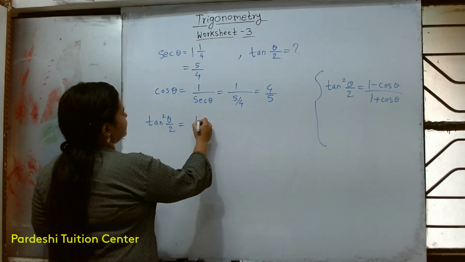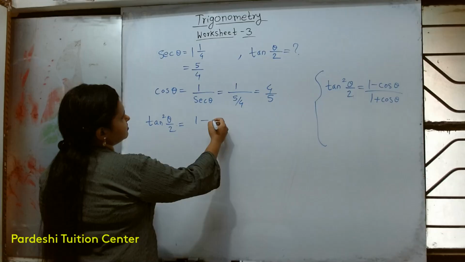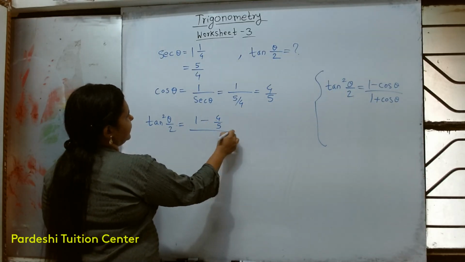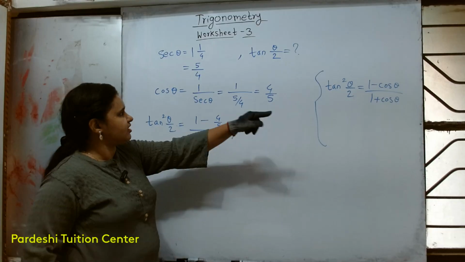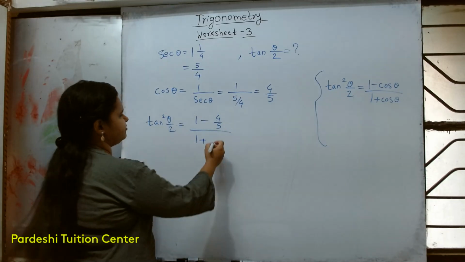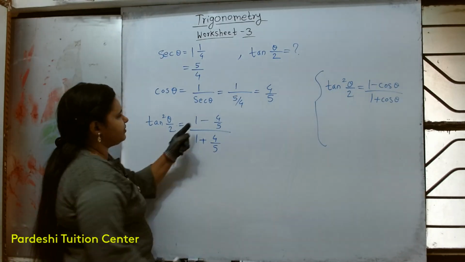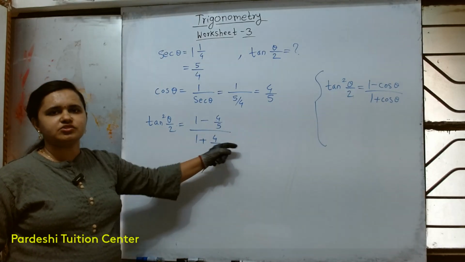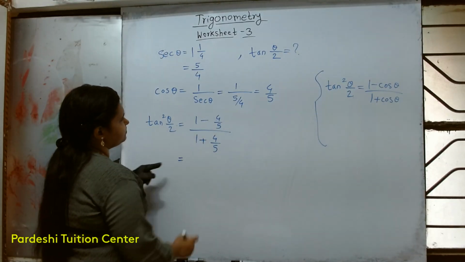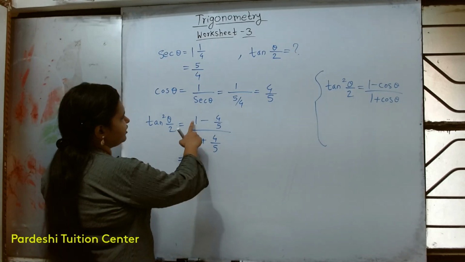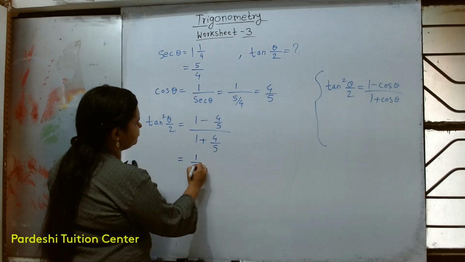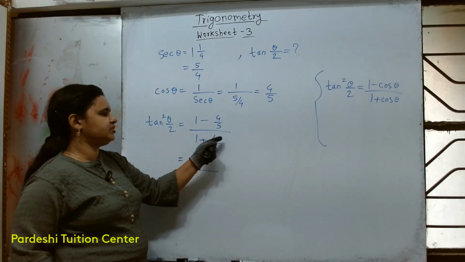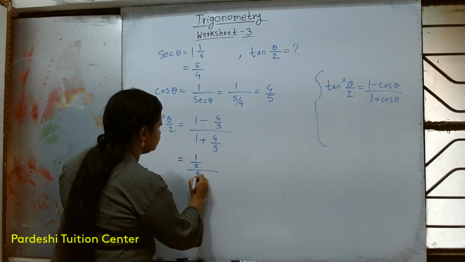Equals 1 minus cos theta. I will directly write cos theta is 4 by 5, and 1 plus cos theta, cos theta is again 4 by 5. So it is 1 minus 4 by 5 upon 1 plus 4 by 5, that is 1 minus cos theta upon 1 plus cos theta. If I take LCM, it will be 5 minus 4, that is 1 by 5, upon, again LCM is 5, 5 plus 4, that is 9 by 5.